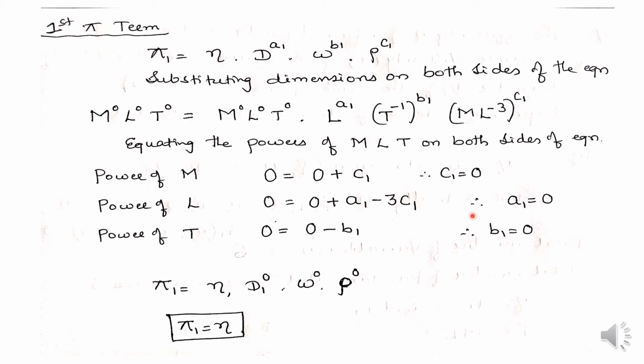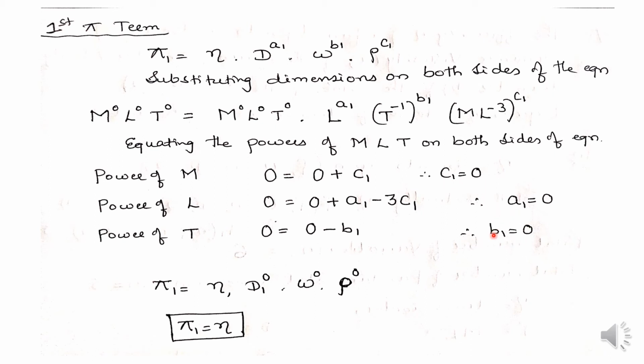Next, third one, power of t. In the left side of the equation, power of t is 0 here. In the right hand side of the equation, power of t is 0 here. See here, power of t is 0 here. I will write here 0. Next term is minus b1. Minus b1 I will write here. Therefore, b1 is equal to 0. So here we have calculated the values of a1, b1 and c1. All a1, b1 and c1 values are 0.